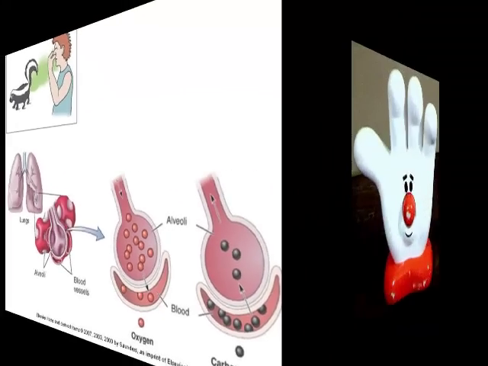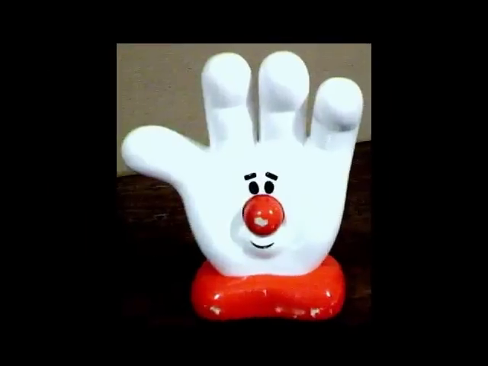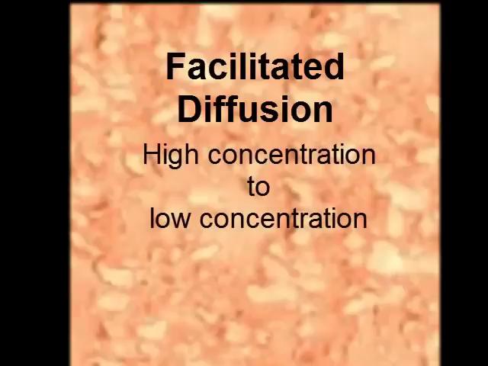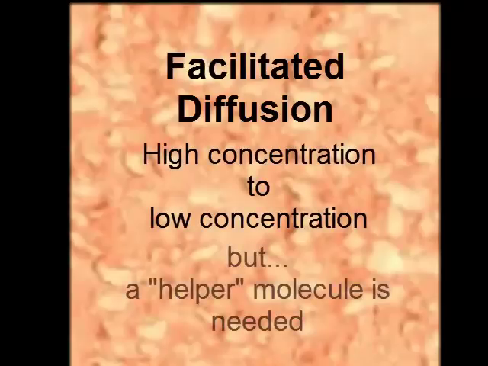Now, in some cases, we need a helper molecule. And in that case, we call it facilitated diffusion. Facilitated diffusion is very much like plain diffusion. Things are moving from higher concentration to lower concentration. But instead of just moving independently, the molecules need a helper. So the helper molecule increases the rate of diffusion.